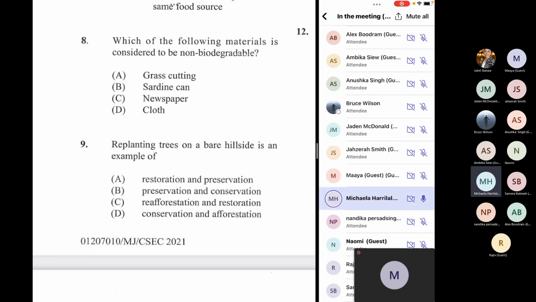Which of the following materials is considered to be non-biodegradable? B, sardine can. Very good. B, because it is made out of tin. Tin is non-biodegradable.